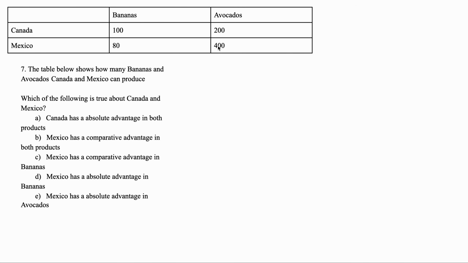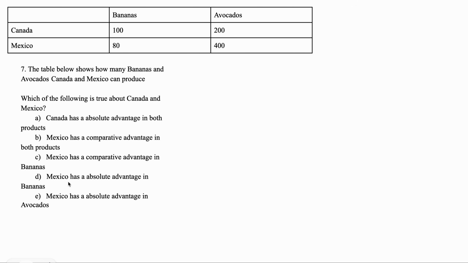Multiply these two diagonals. 400 times 100, that's 40,000. 200 times 80, that's 16,000. So what's bigger? 40,000 is bigger. So what's the comparative advantage? Canada and bananas, because that's the one we multiplied, and Mexico and avocados, because that's also the one we multiplied. So C is also incorrect, because Mexico does not have a comparative advantage in bananas.